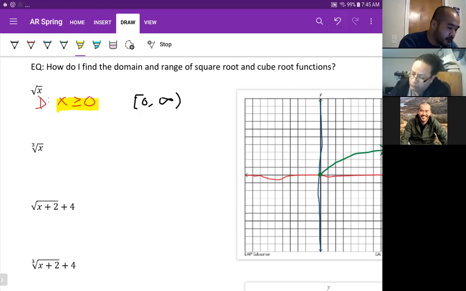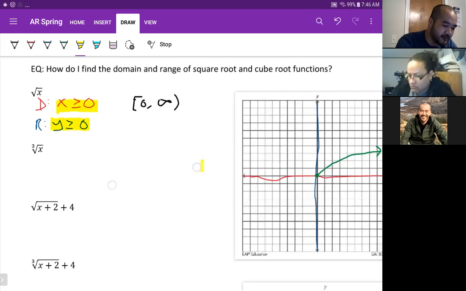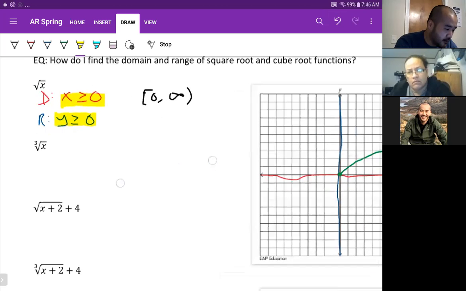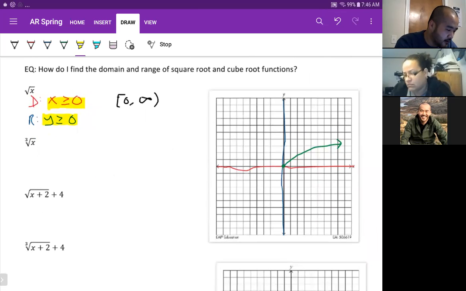And then the range is going to be y is greater than or equal to 0 also. So these are the 2 answers. Well, really, it's just the 2 parts of the one answer. Let's do the next one.